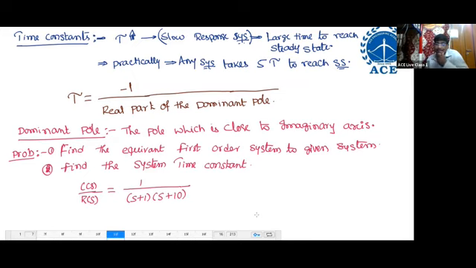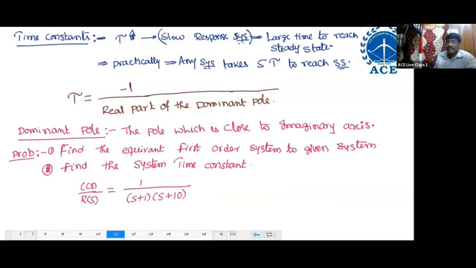Completed? Anybody answer? What is the equivalent first order system? Anybody? 0.1 by S plus 1, 1 by 10 S plus 1, correct? 1 by S plus 1. Okay, very good.